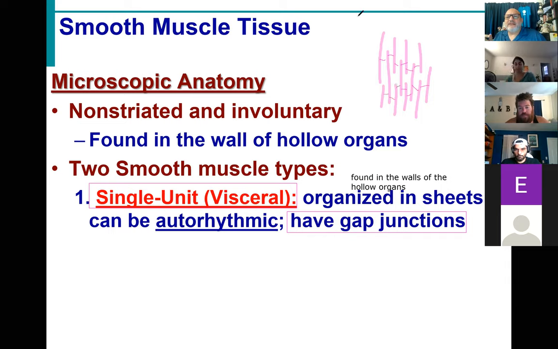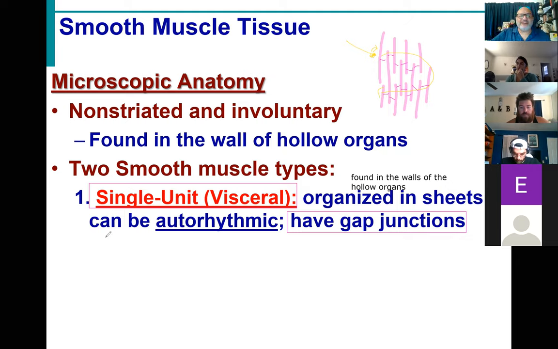So that basically when our nervous system comes in and stimulates that first muscle cell, that action potential can spread to all the other ones so that they all work together as a single unit, right? That's why it's called single unit. And visceral, because it lines the walls of our hollow visceral organs inside of our abdominal pelvic cavity.